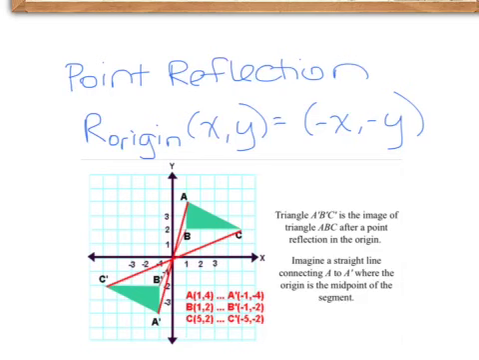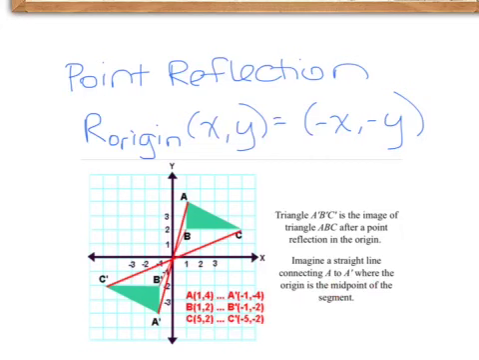Now the last type of reflection that sometimes comes up is a point reflection. So you're not reflecting across a line, you're reflecting across a point, and that point is usually, for our purposes, the origin. So for a reflection about the origin, what happens is you just negate both of the coordinates. So if we're starting with triangle ABC as the pre-image, triangle A prime, B prime, C prime would be the image, and what happens is (1, 4) becomes (-1, -4). (1, 2) becomes (-1, -2), where the origin is the midpoint of the segment.